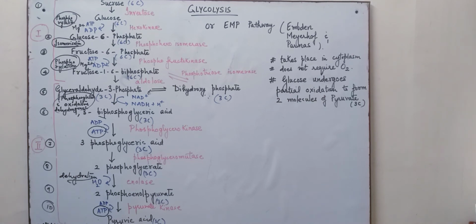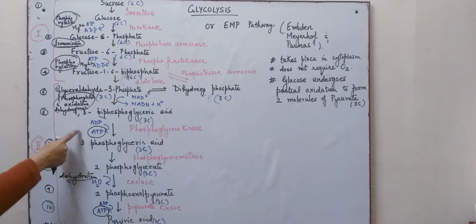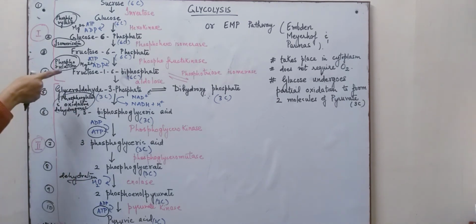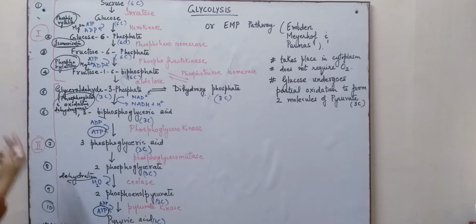So the net gain is 2. So thus in the conversion of 1 molecule of glucose, 2 molecules of pyruvic acid are formed. The net gain of ATP is 2 ATP because 4 ATP are produced during the second phase, 2 in each type, and 2 are utilized during the first phase. So net result is 2 ATP. Also, there is formation of 2 NADH.